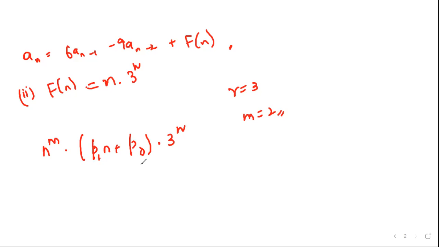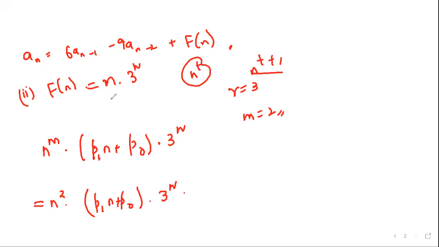If we have n power 1, we will be taking two terms. So I hope you have understood what I am trying to say. So n power m into P1n plus P0 into 3 power n, or it can be written as, what is the multiplicity? It is 2. So n square into P1n plus P0 into 3 power n. I said if we have n power t, we will have n power t plus 1 terms in this bracket. In the earlier case, I said t terms only, we will have t plus 1 terms.